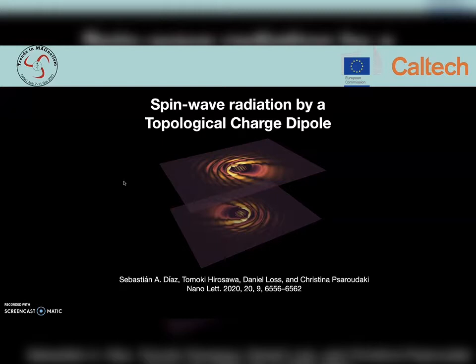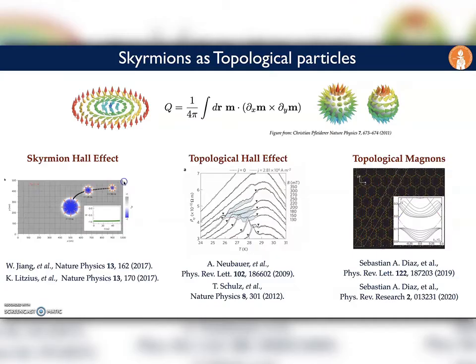The title is Spin Wave Radiation by Topological Charged Dipole, in collaboration with Sebastian Diaz, Tomoki Hirosawa and Daniel Loss, and is about how an interacting Skyrmion and anti-Skyrmion pair can be thought of as a topological charged dipole and what kind of signatures are produced in the emitted spin waves.